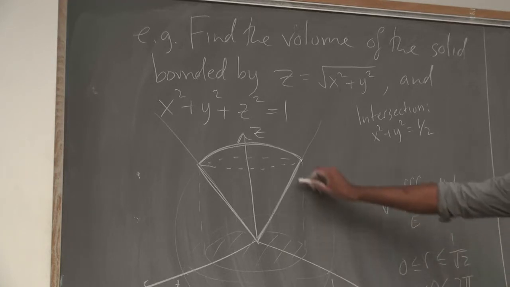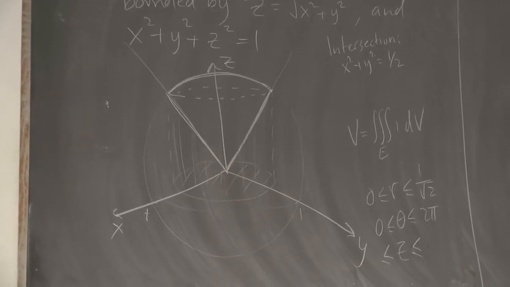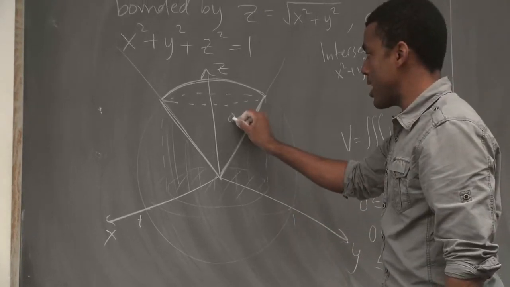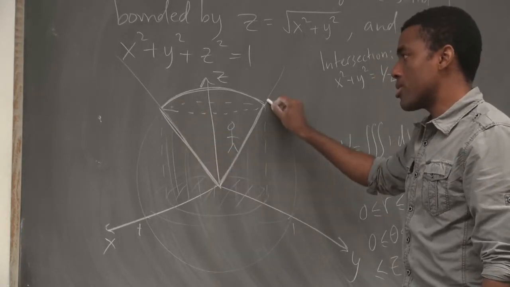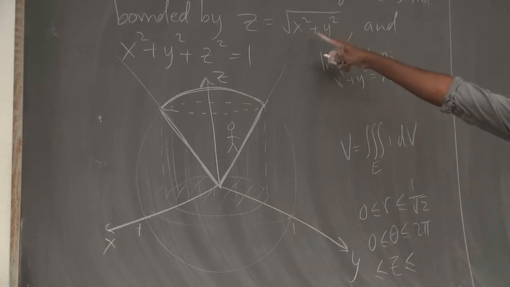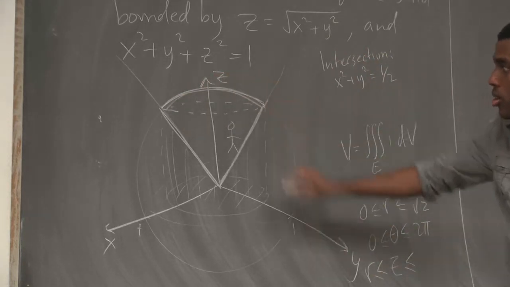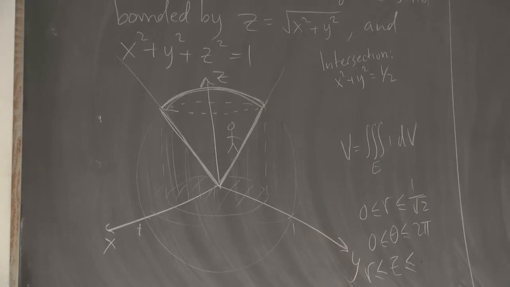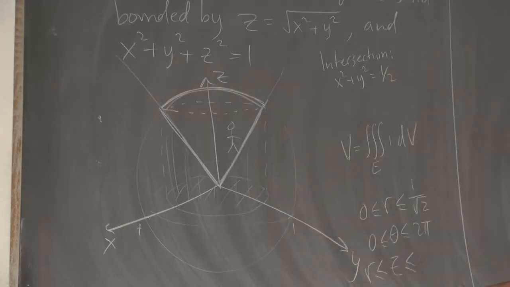Everything under the ice cream cone. If there's a little man trapped inside the ice cream cone, where's the floor? The floor is actually the cone, which has this equation, the radical of x squared plus y squared. It's just r. The roof would be the sphere, the dome. So you solve for z here, and you get plus or minus the radical of 1 minus x squared minus y squared. This is just the square root, because we want the top half, of 1 minus r squared.